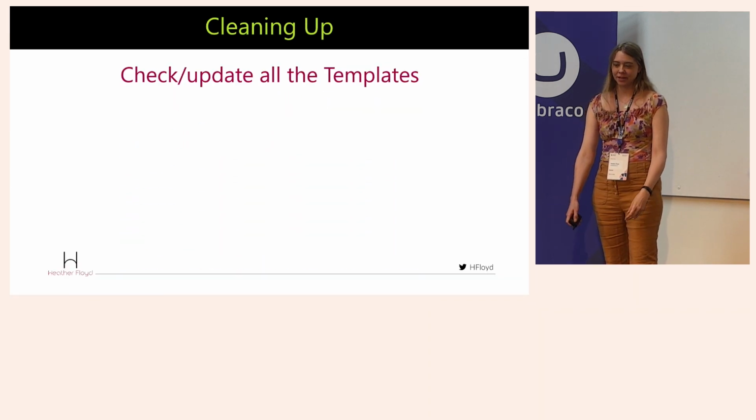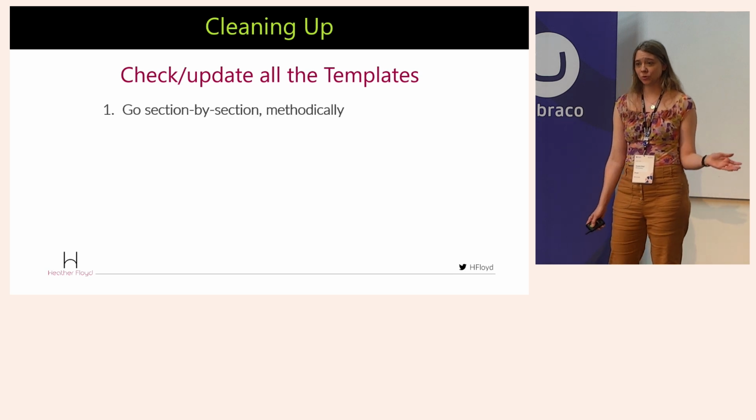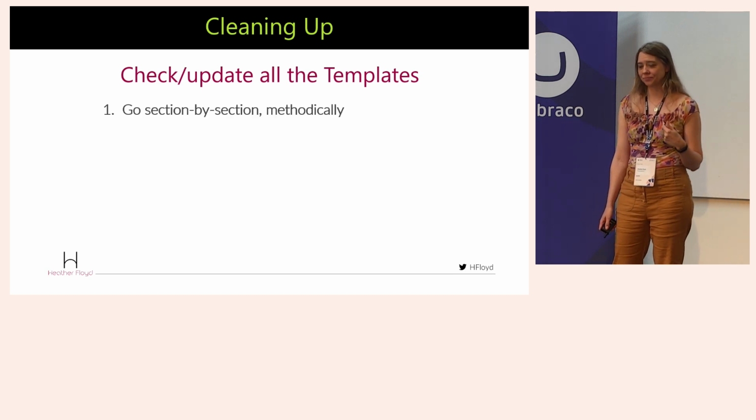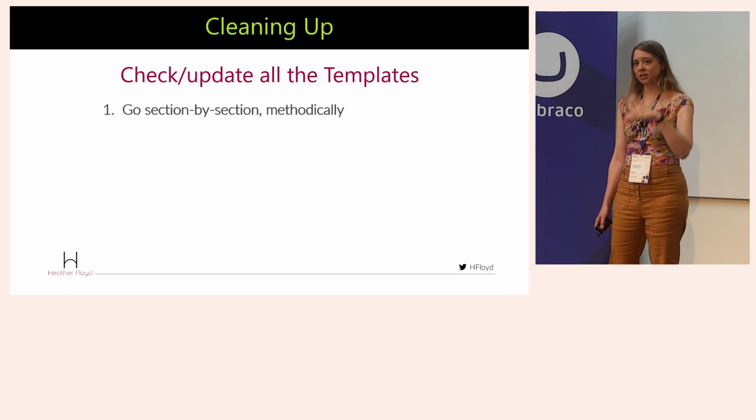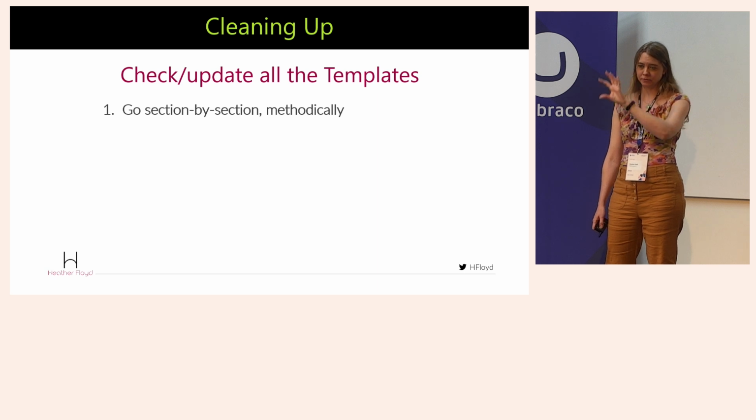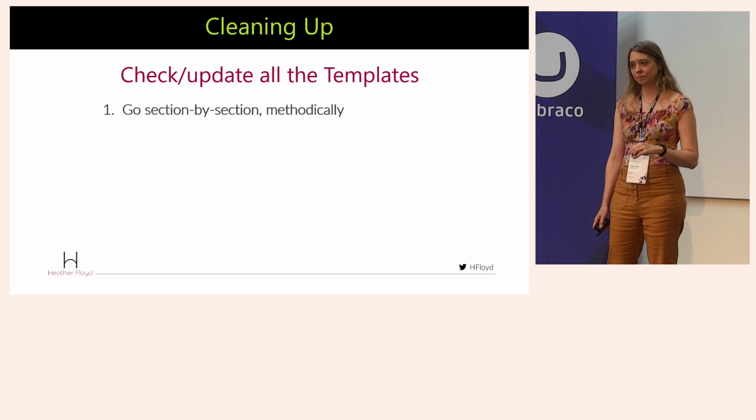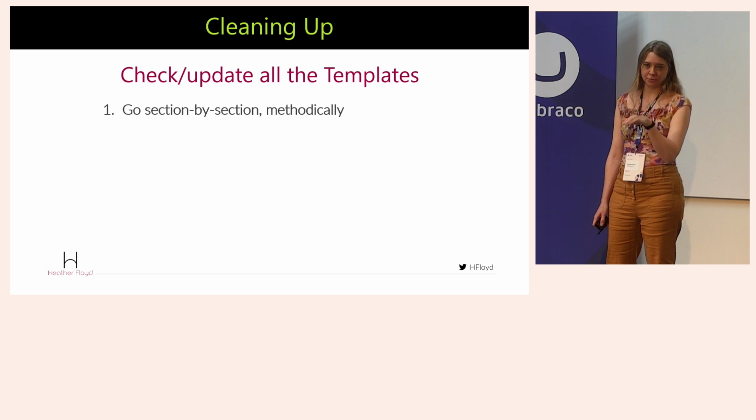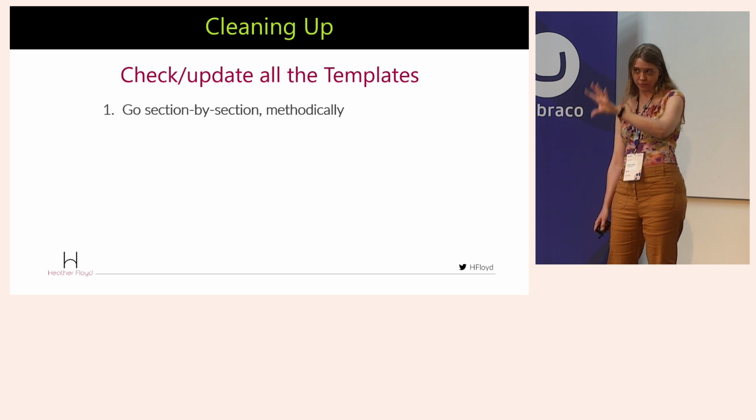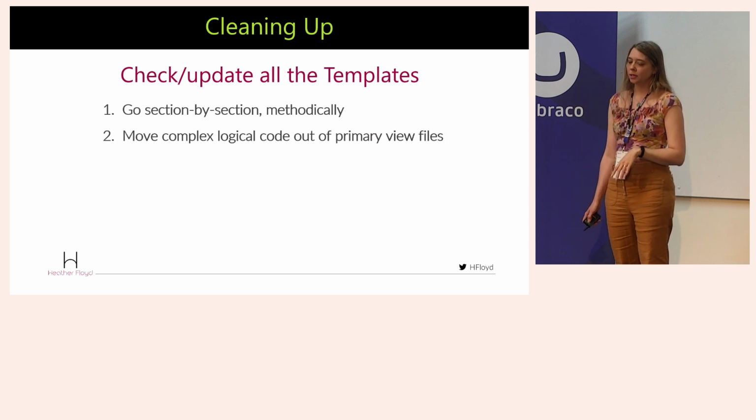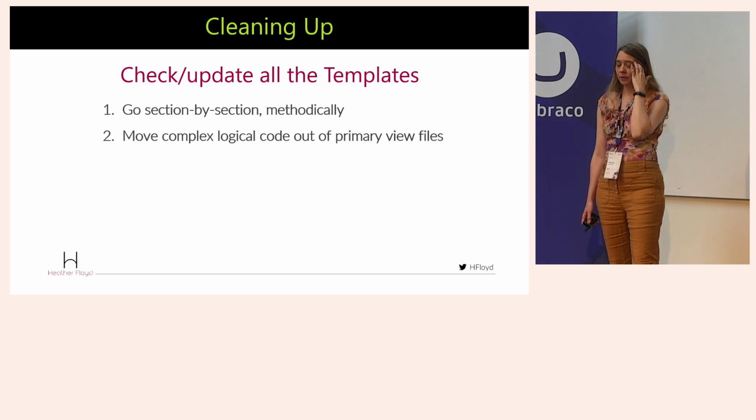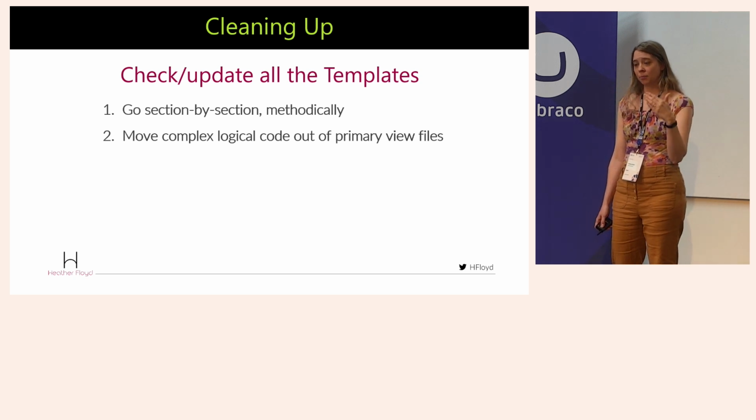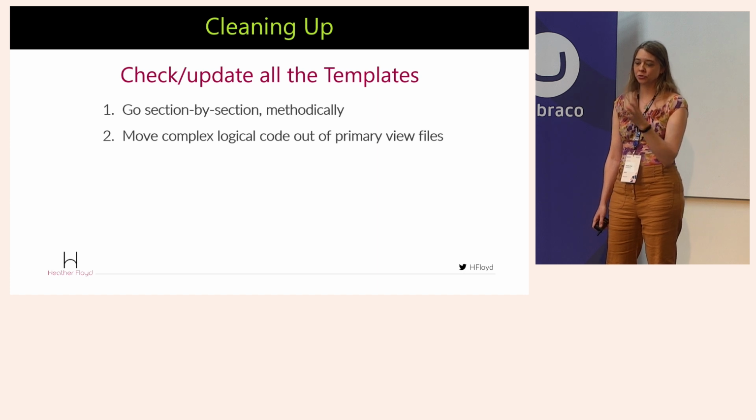So, additionally, we're going to go through all of your templates and just work through them section by section, just because it's easiest to eyeball the QA on this. Start with a blog listing, get that cleaned up, and then click through a few blog posts and make sure they're rendering correctly. If you're coming across huge chunks of complex logic code in your templates, those should be moved out.